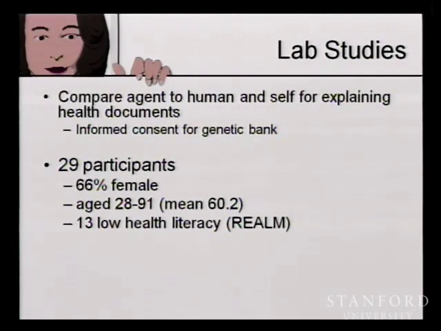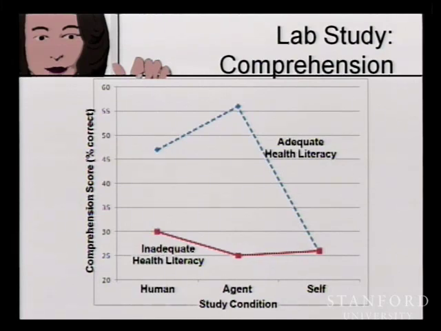And the most recent lab study we did, we were intentionally looking at high versus low health literacy patients. So this was a genetic counseling study informed consent document. So it has a lot of novel concepts in it. And this is a knowledge test at the end of this intervention. So we were comparing having the agent explain this document to them versus a human research assistant explaining it as the way it's normally done versus locking them in the room with the document and having them read it.